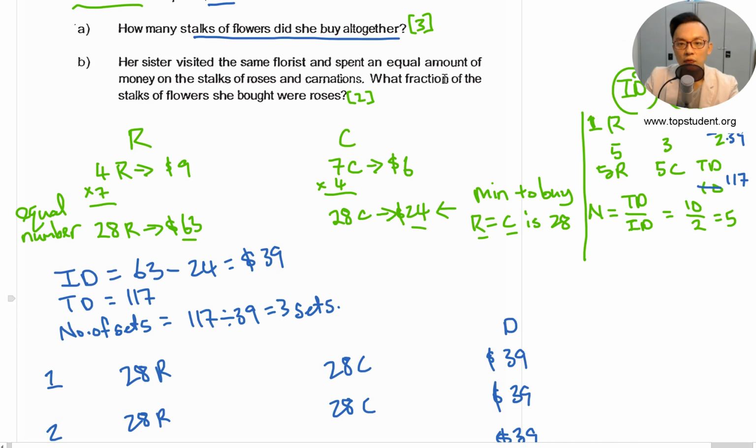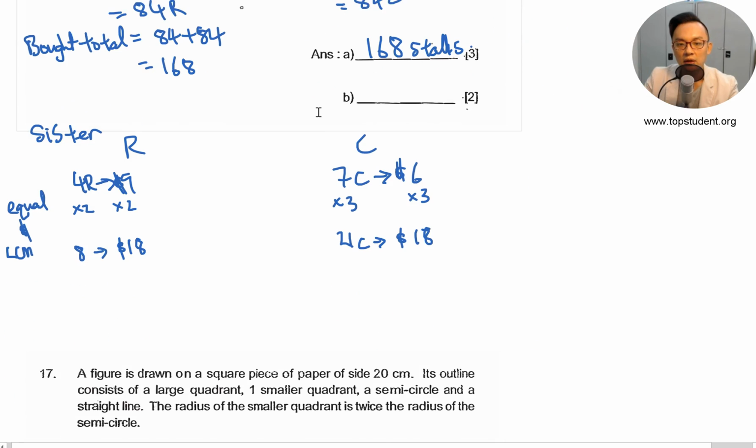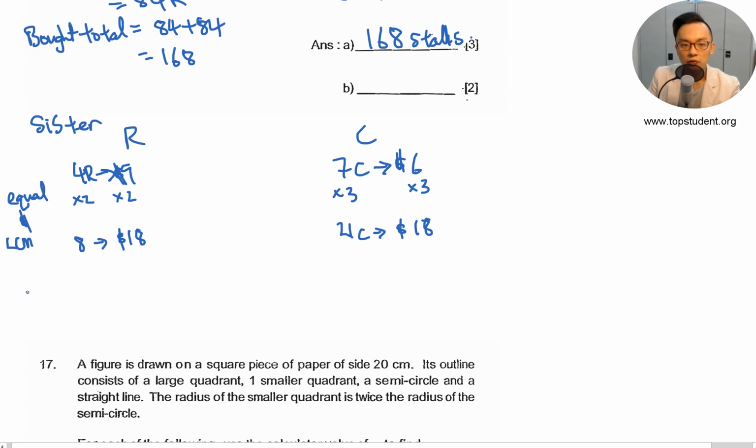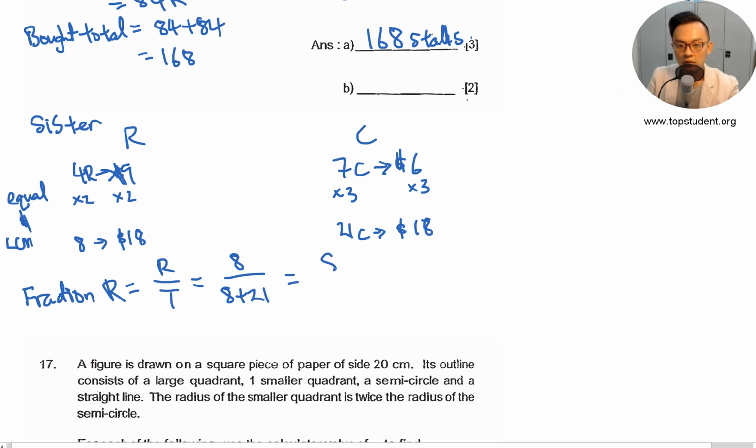So the question is asking what fraction of the stalks of flowers she bought were roses. So the fraction of roses equals roses over total. Okay, so roses is 8. Total is 8 plus 21. So therefore it's 8 over 29 were roses. The answer here is 8 over 29. Alright, so that's the answer for both of them.